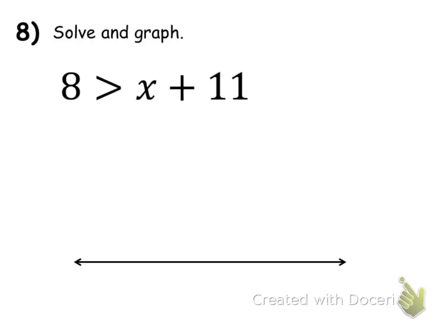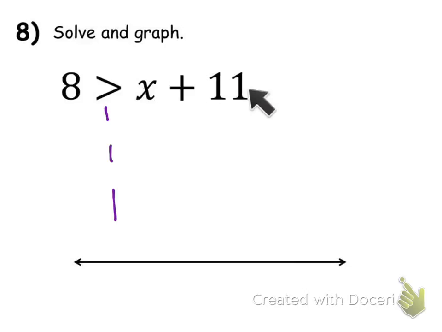Alright, here is number 8. It's another tricky one. I'll give you a second to write it down. Alright, so this is one of those trickier ones because the x is not in the front, so we're going to have to take a little extra time at the end. But just start by focusing on the x and figuring out how you're going to isolate it.